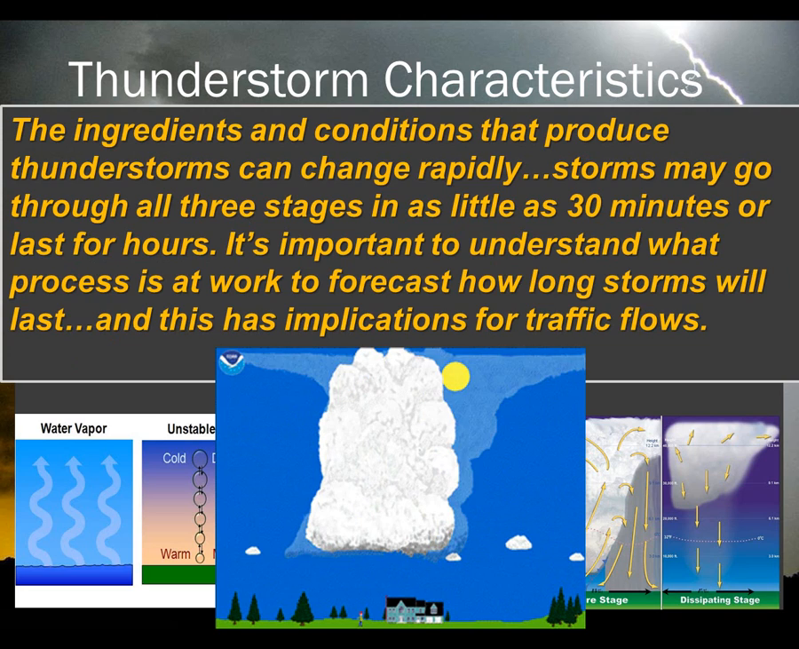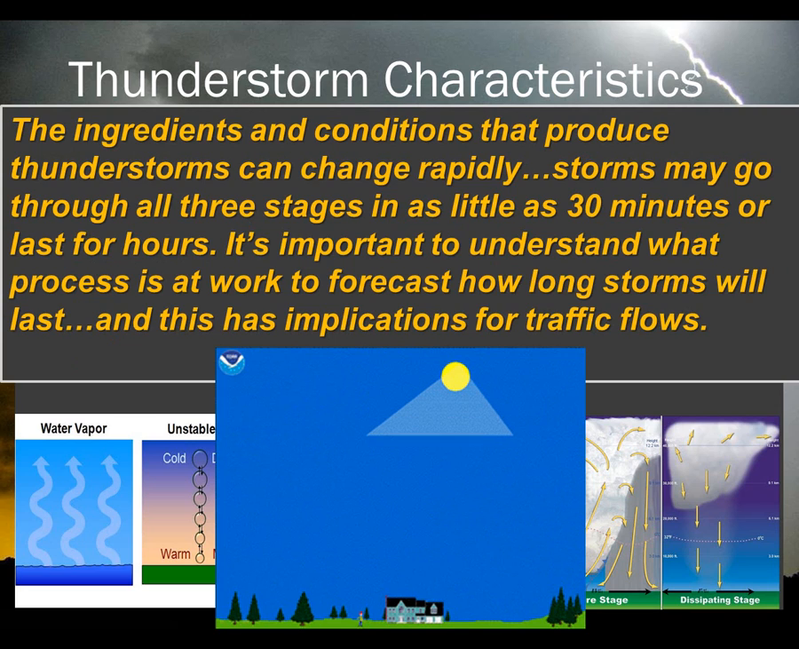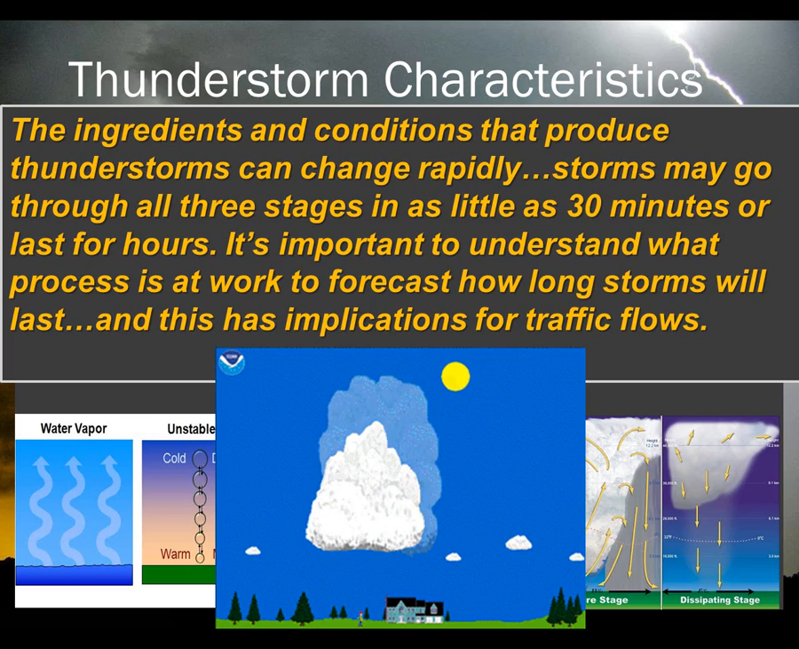It's important to note that the ingredients and conditions that produce thunderstorms can change rapidly, so storms may go through all three stages in as little as 30 minutes or last for hours. So it's important to understand what process is at work to forecast how long storms will last, and this has implications for traffic flows.